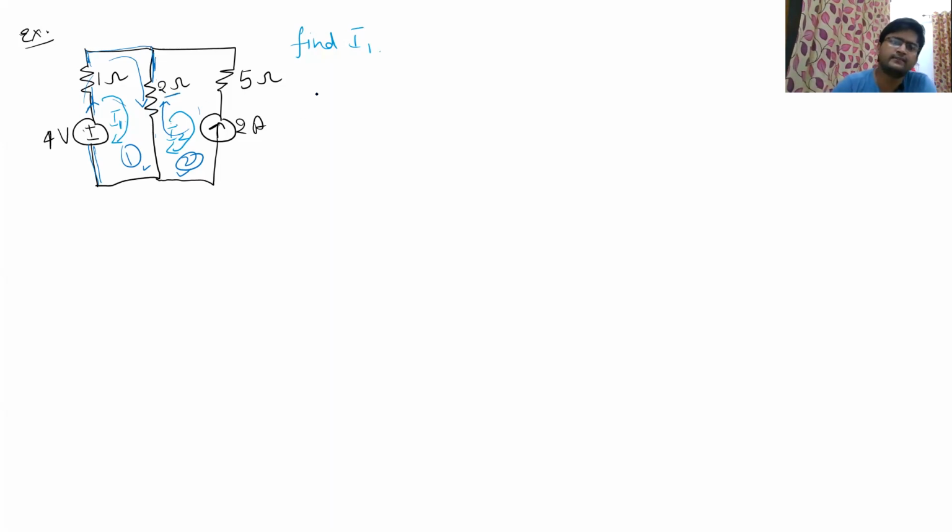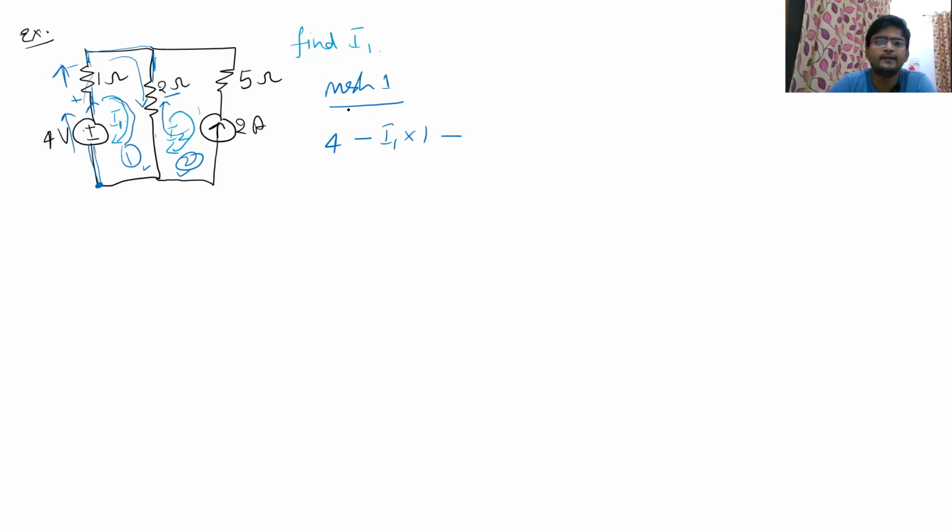So let's now write the KVL equation for both these meshes. So for mesh 1, the KVL equation, let's start from here. As we already see, we are having a voltage gain in this direction because of this voltage source, and then drop. We will write 4 minus I1 into 1, since this I1 current is flowing in this direction and 1 ohm is the resistance.